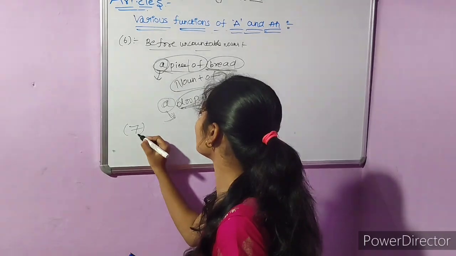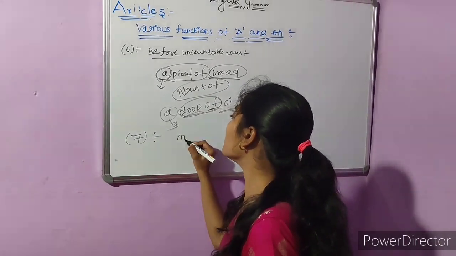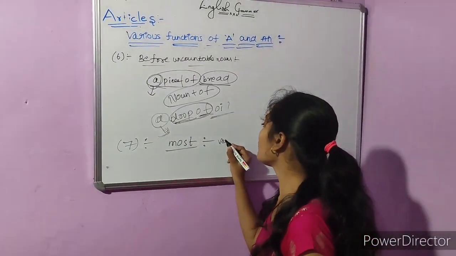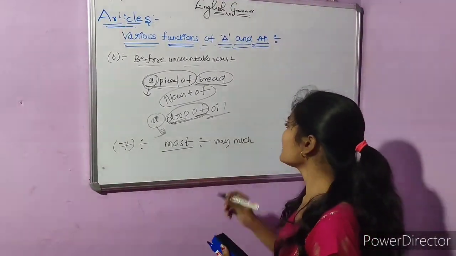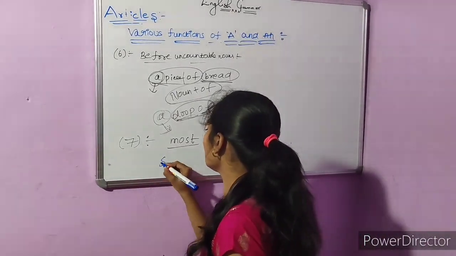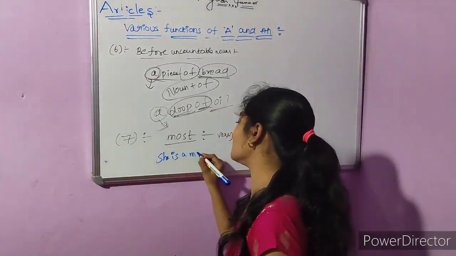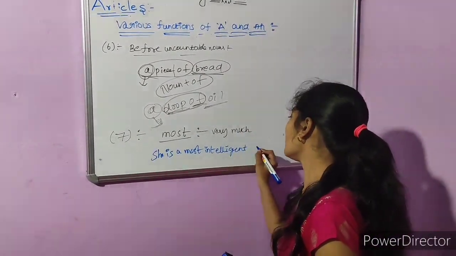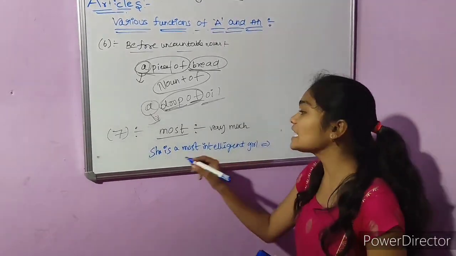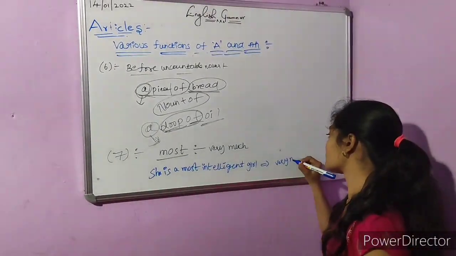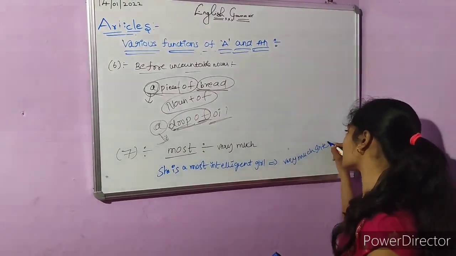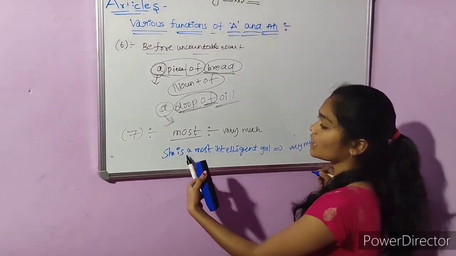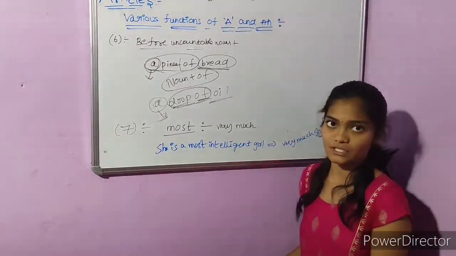Now the seventh sense is before most, we use a or an article. It gives the meaning of very much. For example, she is a most intelligent girl. It gives the meaning that she is very much intelligent. In this way, we can use a article before most to give the meaning of very much.